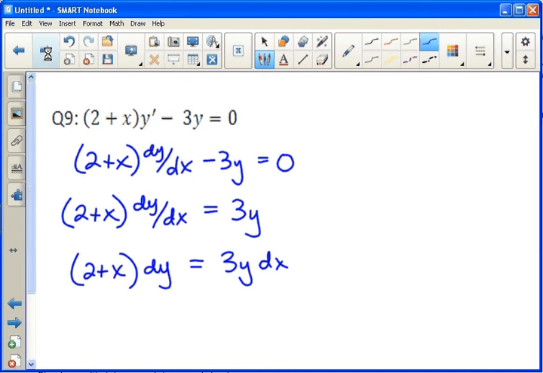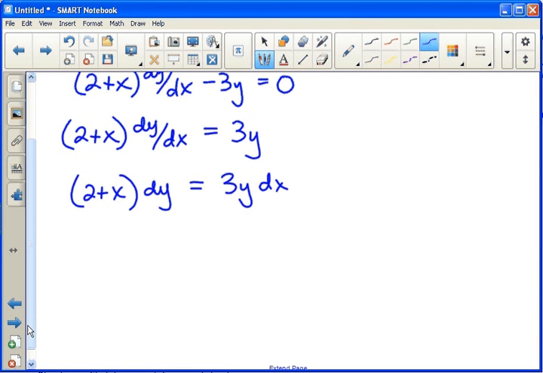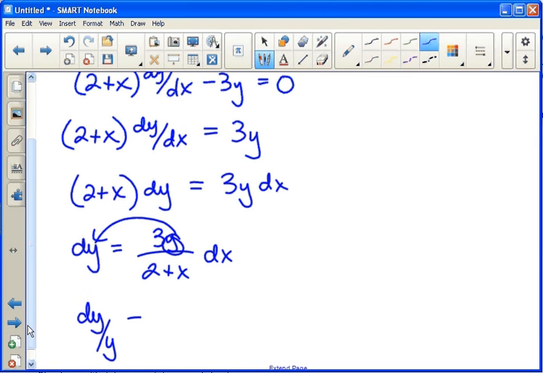Next, you could do one of two things. We need to get the 2 plus x over to the right and the y over to the left, so either one you want to do first, doesn't really matter. I'll go ahead and divide the 2 plus x over. And then again, I need this y right here to be moved over here, so I divide both sides by y and get dy over y equals 3 over 2 plus x.